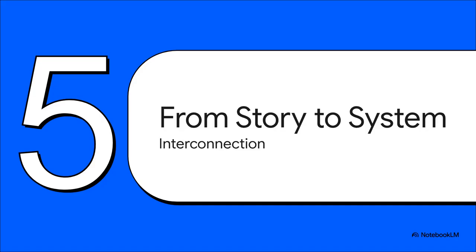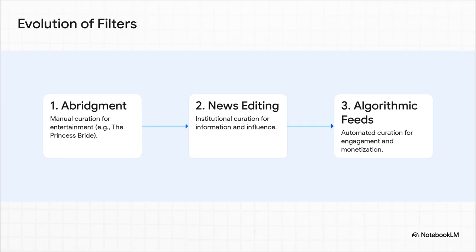This model of a narrative filter in just one book is actually a perfect little microcosm for the massive interconnected media systems we're all swimming in every single day. And here's why these kinds of curated stories stick around. They're often just more engaging or hit us harder emotionally. You can actually see this pattern evolve over time. It starts with something manual, like Goldman's abridgment for entertainment. Then it evolves into institutional news editing, which curates information. And today, we have automated algorithmic feeds that curate billions of pieces of content for engagement.